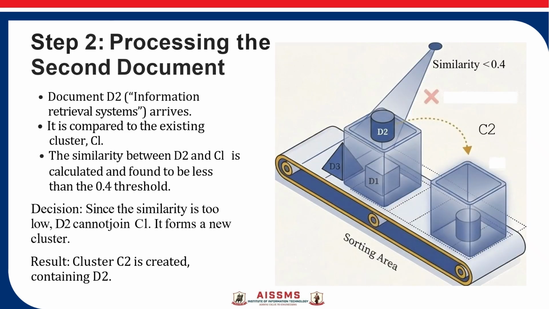Step 2. Processing the second document. Next, document D2, information retrieval systems, arrives. The algorithm calculates the similarity between D2 and our existing cluster C1. In this case, the similarity is found to be less than our 0.4 threshold. Therefore, because the similarity is too low for D2 to join C1, the algorithm makes a decision to form a new cluster, cluster C2, specifically for D2.